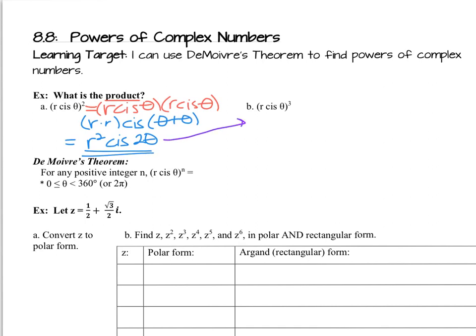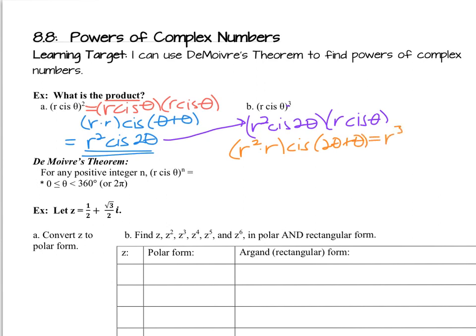Over on the right, if we raise it to the third power, what that means is we'll take our answer from r CIS theta squared and multiply it by r CIS theta one more time. That would become r squared CIS 2 theta times another r CIS theta. Notice if we multiply the r values, r squared times r, CIS, and then 2 theta plus theta, that would give us r cubed CIS 3 theta as our product.